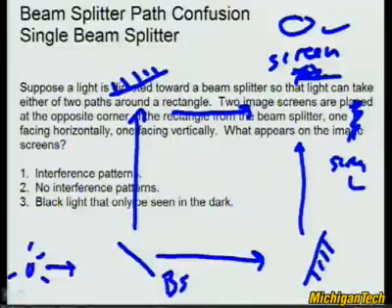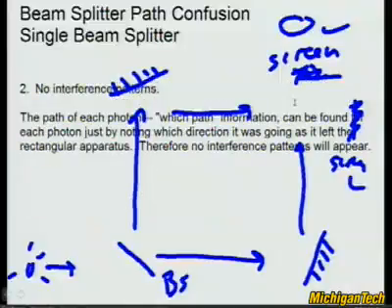Do you see interference patterns there? Do you see no interference pattern? Or do you see black light that can only be seen in the dark? And drum roll please, the answer is no interference patterns. That's because path information can be found for each photon just by noting which direction it was going as it left the rectangular apparatus.